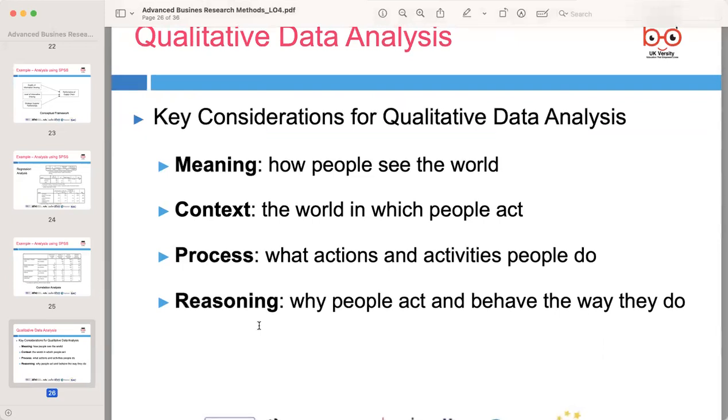So you understand about qualitative data? Yeah, it's clear now. It's not numerical data. Yeah.